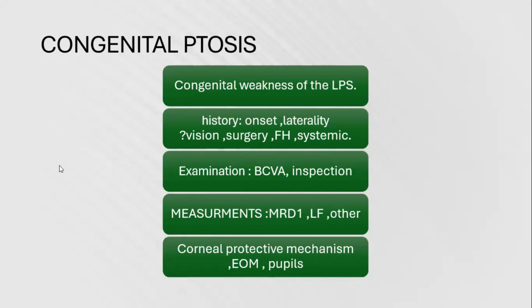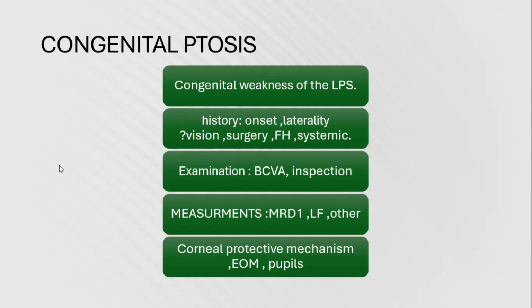Okay, I'm presenting simple congenital ptosis. Most important, the definition is congenital weakness of the levator superioris. The assessment is by history, onset. Onset usually will be from birth. Is it unilateral or bilateral? What is the vision and visual affection? Any previous surgery? Any family history of similar condition? Any systemic association? Also, I will ask about any systemic condition, bleeding disorders, any previous complication with general anesthesia.